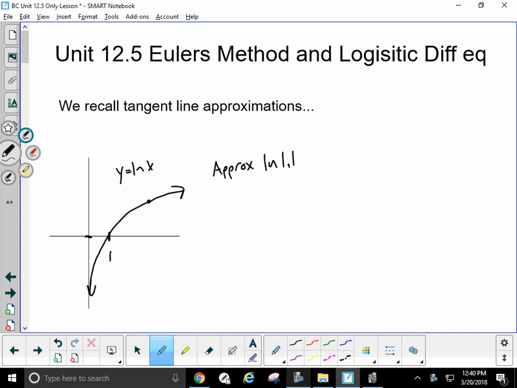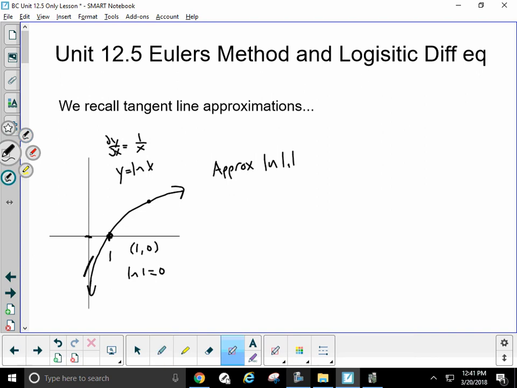Take the log of 1.1. I do not know what the log of 1.1 is, but I can get a general idea of what the log of 1.1 is using two pieces of information. I can use the fact that I know that the log of 1 is 0. And I know that the derivative of the log function is 1 over x. So that means the slope of the tangent to the log function at 1 is 1.